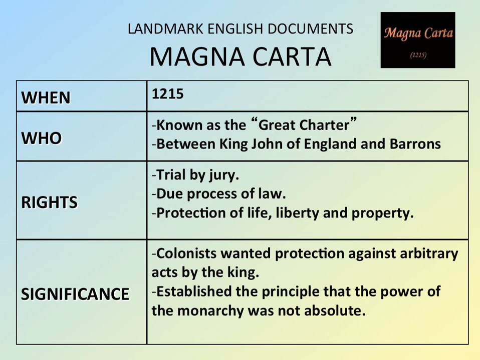And the significance: the colonists would use this to protect against arbitrary acts by the king as well. Again, the king would not give them a trial by jury, would not give them their due process of law, would take their life and liberty and property away without due process. The colonists would later on use this document to help establish the principle that the monarch's power was not absolute, he could not do whatever he wanted to do, and that he must also follow the law. So it directly relates to these documents that we'll be looking at later on, like the Constitution, the Bill of Rights, the Declaration of Independence, and so on.